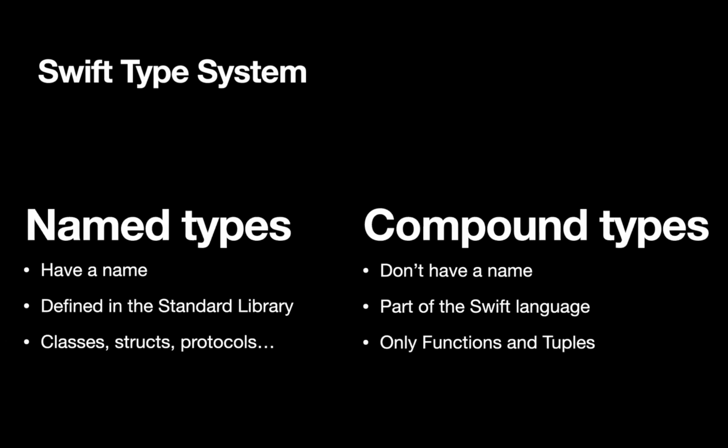Named types have a name. They are defined in the standard library, and examples of those would be classes, structs, and protocols. Compound types don't have a name, and they're part of the Swift language itself. There are basically two compound types, only functions and tuples. And as the name suggests, compound types can be combined by having multiple other compound types or named types.